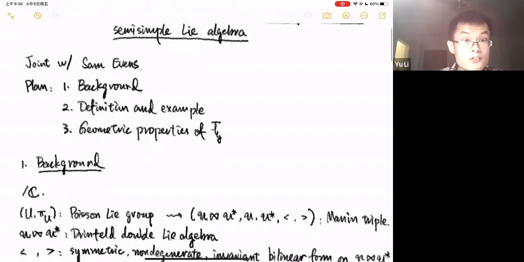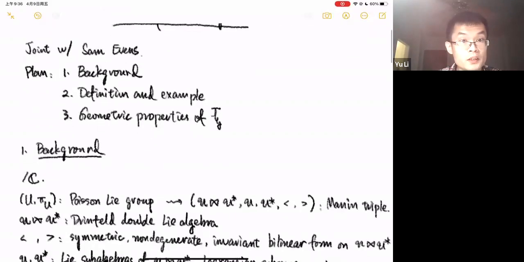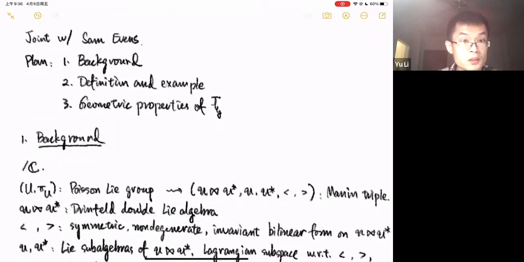My plan for today is as follows. Part 1 would be background, and then part 2 will be relevant definitions and basic examples. And then part 3 will be explanation of geometric properties of H bar.